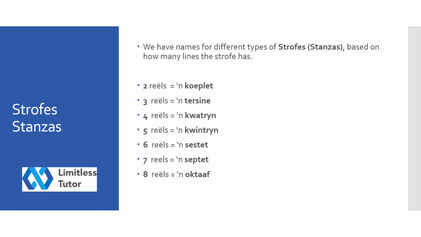So 2 lines would be a couplet, 3 lines is a tercet, 4 lines is a quatrain, 5 lines is a quintain, that's not a frequently seen one, 6 lines is a sestet, 7 lines is a septet. I don't think I see that one often either. And then 8 lines is an octave. Okay, an octave, which is like octave, right?